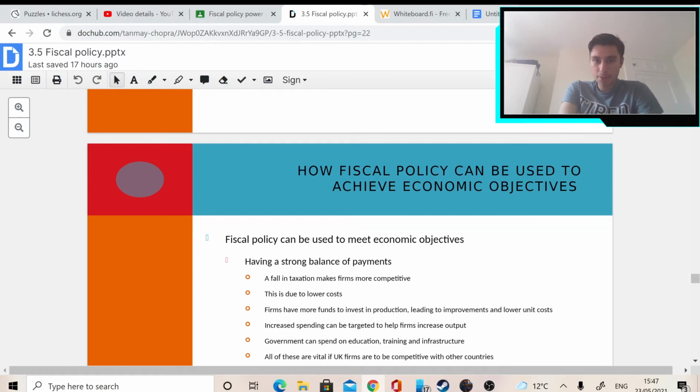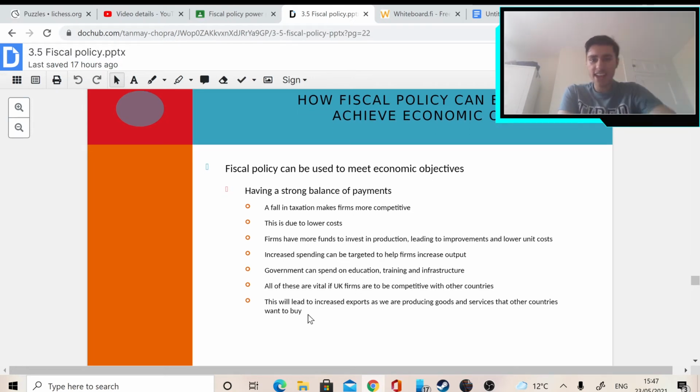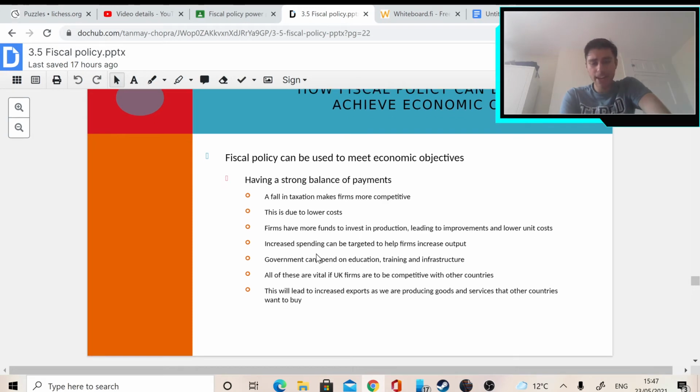Now, fiscal policy can be used to meet the balance of payments objective. A fall in taxation makes firms more competitive. This is due to lower costs, and firms have more funds to invest in production, so they produce more. If our goods are high quality, because the firms could invest more, they can be sold at a higher price to different countries. When these countries buy products from us, we gain revenue, which helps us in maintaining a healthier balance of payments. It favors our balance of payments. That's why it has to do with imports and exports. I just explained it to you in layman's terms.